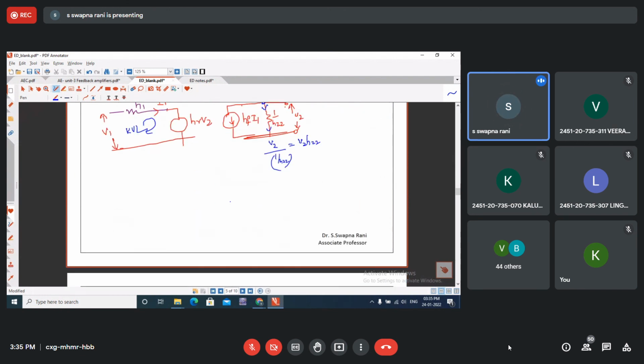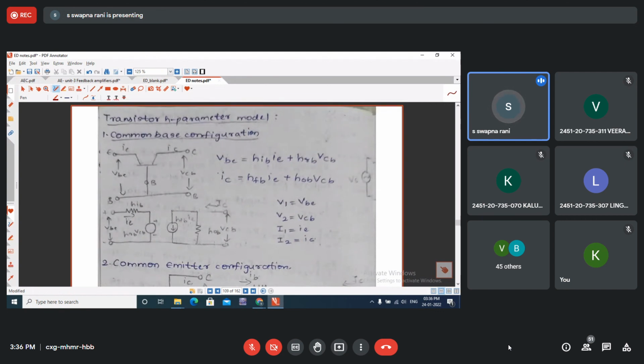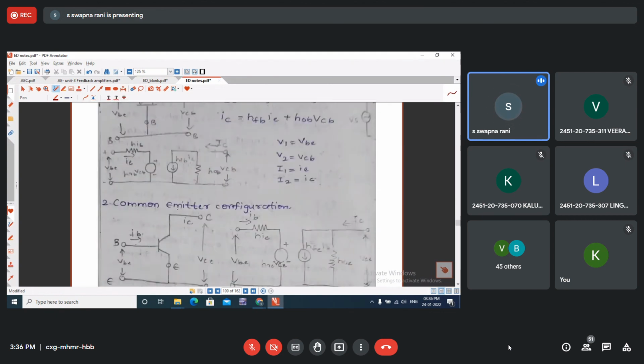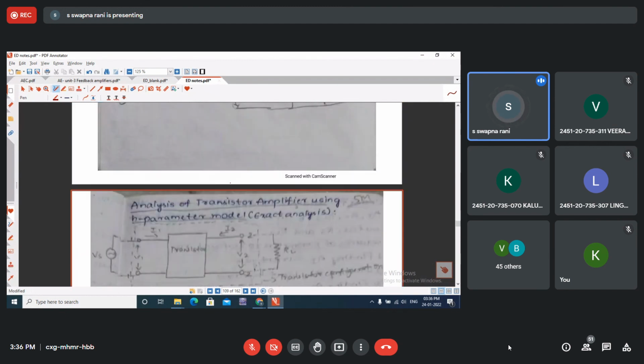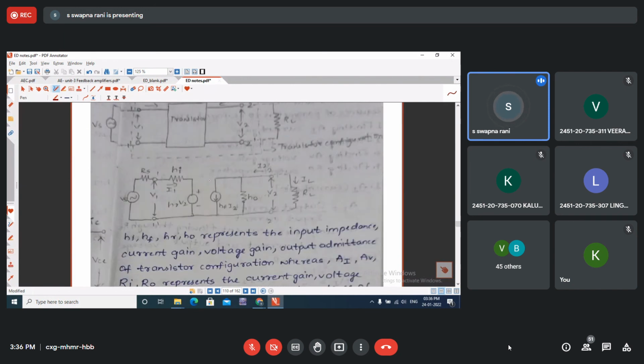H11 is the input impedance of the transistor, not the transistor amplifier. So using this model, we are going to find the input impedance, output impedance, current gain and voltage gain of the transistor. In the next class, we will draw the H parameter model for all three configurations, CB, CE and CC. Next, we will analyze the amplifier using the H parameter model.